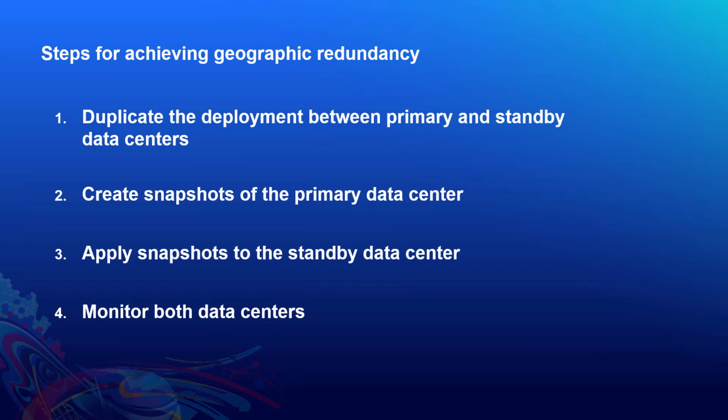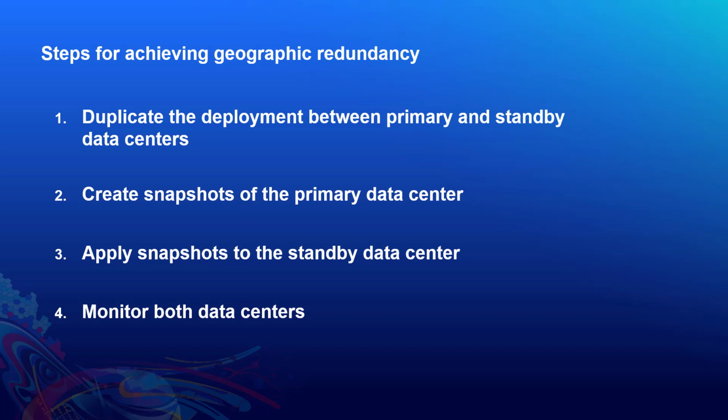So how do you achieve geographic redundancy? Well, here are the high-level steps that you would have to go through. First, you would need to duplicate the deployment between primary and standby data centers. This means that you would need to install the software, configure it, and validate and make sure that they both work in each environment.